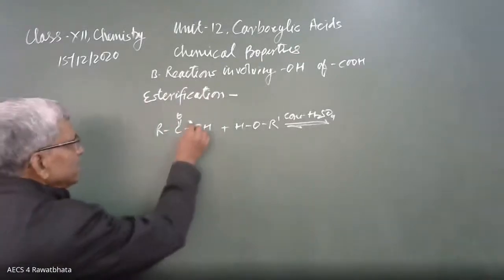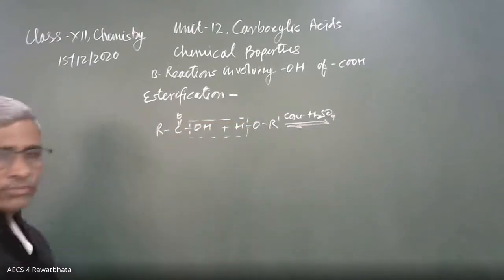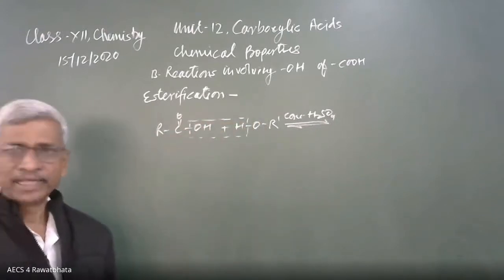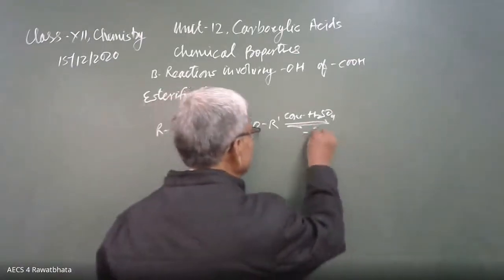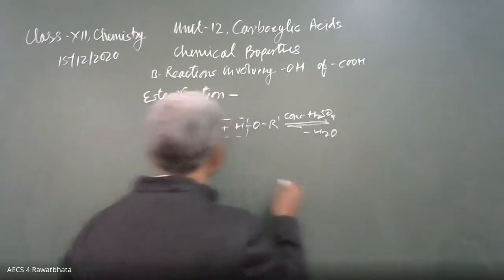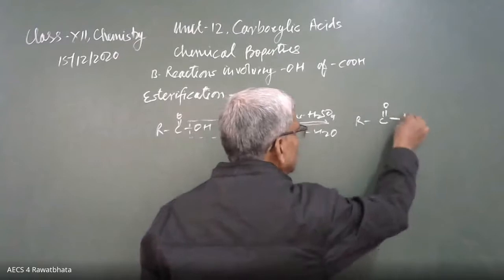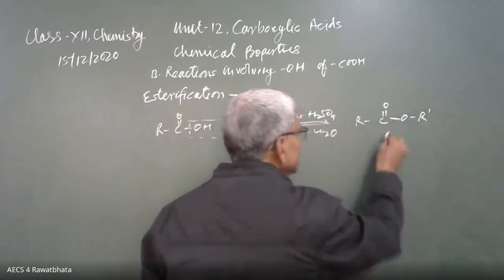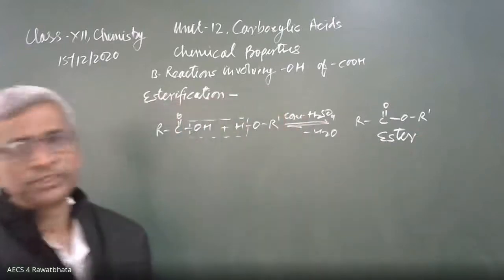In this case, OH comes out from the carboxylic acid and H from the alcohol. This is verified by X-ray and many other techniques. So the product is like this: minus H2O comes out, a dehydration reaction. Here R, C, O, and here is OR dash. It is an ester. This process is called esterification.